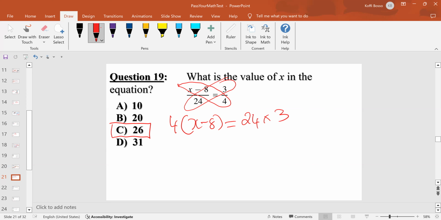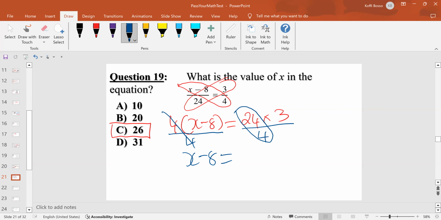Okay, to go fast, I will try to divide both sides by 4. Yeah, there is another method I can use, which is to distribute the 4 to x minus 8, so I'm going to multiply 4 by x and 4 by negative 8. But to make it simple and quick, you divide both sides by 4. Now, what will happen? You have x minus 8 is equal to, do you know that we can divide 24 by 4 to get a 6? And then we multiply this 6 by 3. So this is telling that x minus 8 is equal to 18.